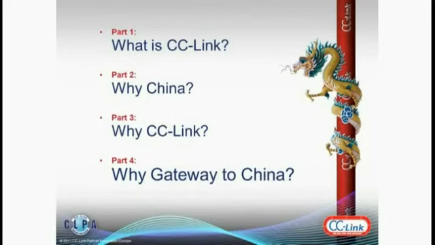Our webinar is divided into 4 parts. The first part is an overview of what CC-Link is, the network itself. The second part is an examination of the opportunities in the Chinese market. The third part is an examination of why CC-Link is poised to take advantage of those opportunities. And then finally, we're going to look at the Gateway to China program itself and the benefits on offer.